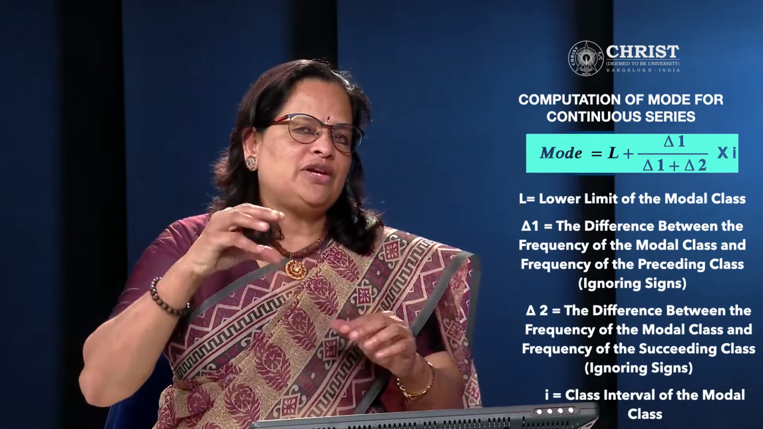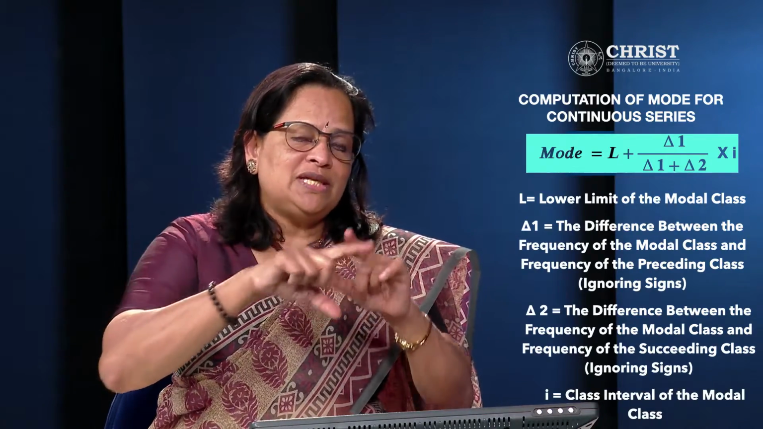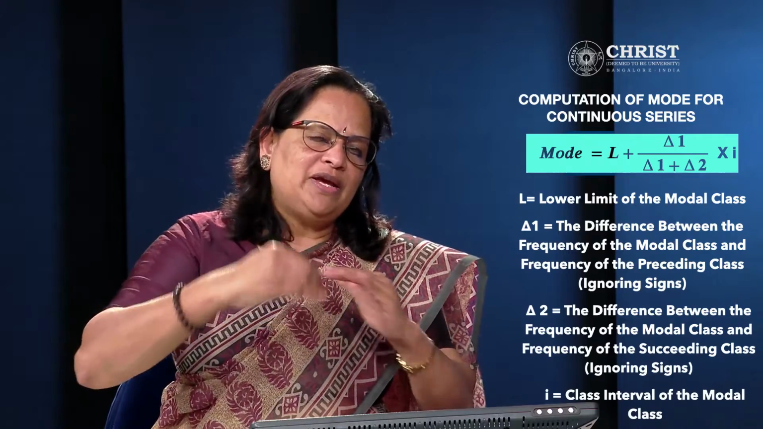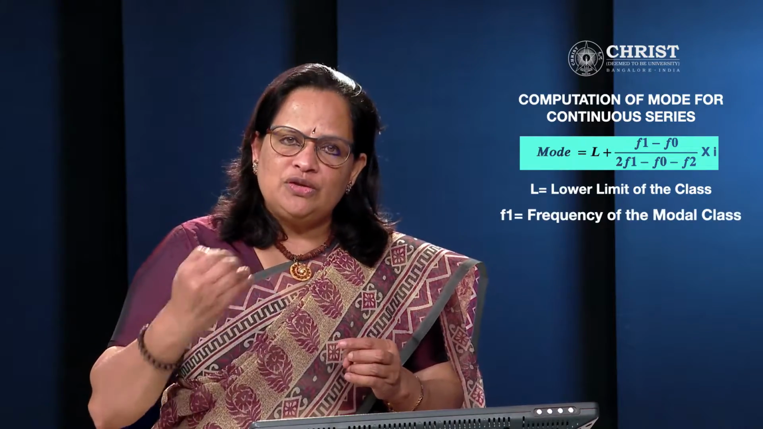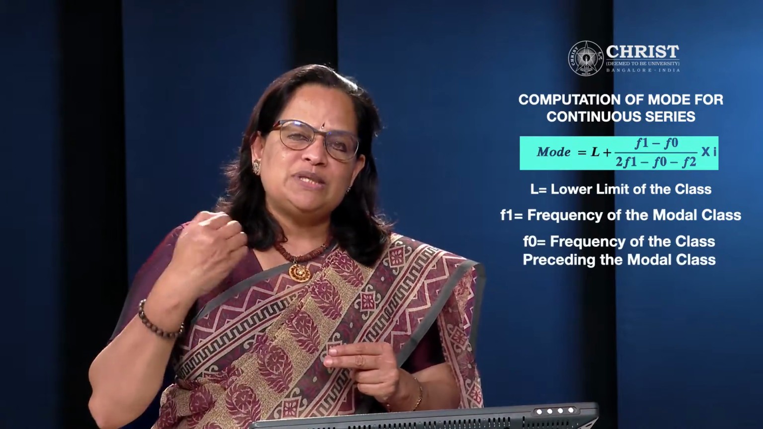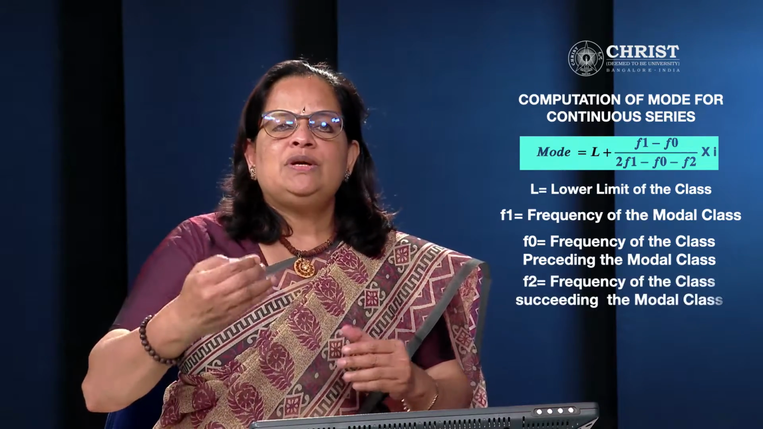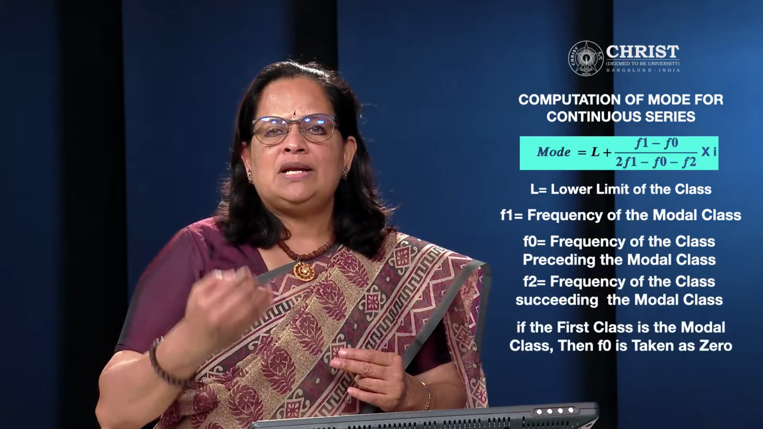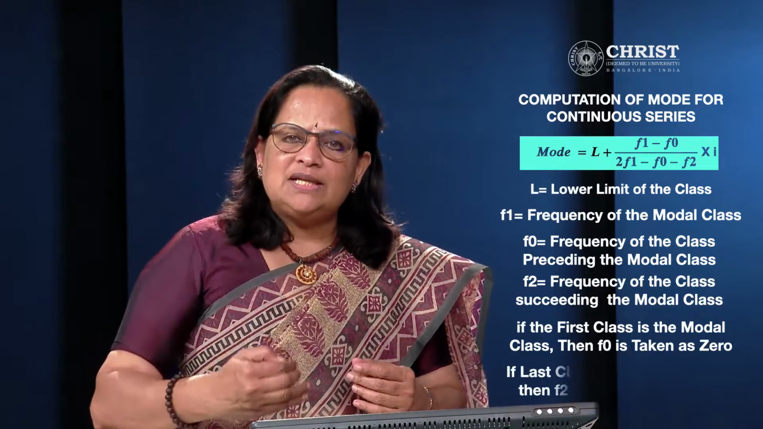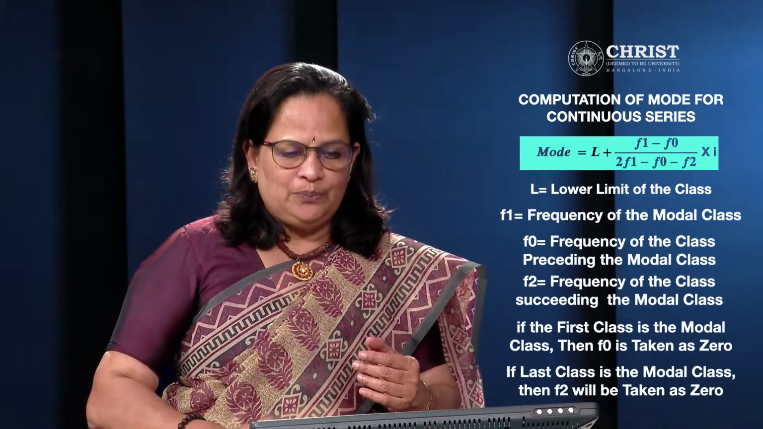So here also, in this definition you can see that we are trying to find out the maximum frequency in the immediate neighborhood. For the modal class, we are including the preceding class and the succeeding class in the computation. Second equation: mode is equal to L plus (f1 minus f0) divided by (2f1 minus f0 minus f2), into i. L is the lower limit of the modal class, f1 is the frequency of the modal class, f0 is the frequency of the class preceding the modal class, and f2 is the frequency of the class succeeding the modal class. While using this formula, if the first class is the modal class, then f0 is taken as 0. If the last class is the modal class, then f2 will be taken as 0.